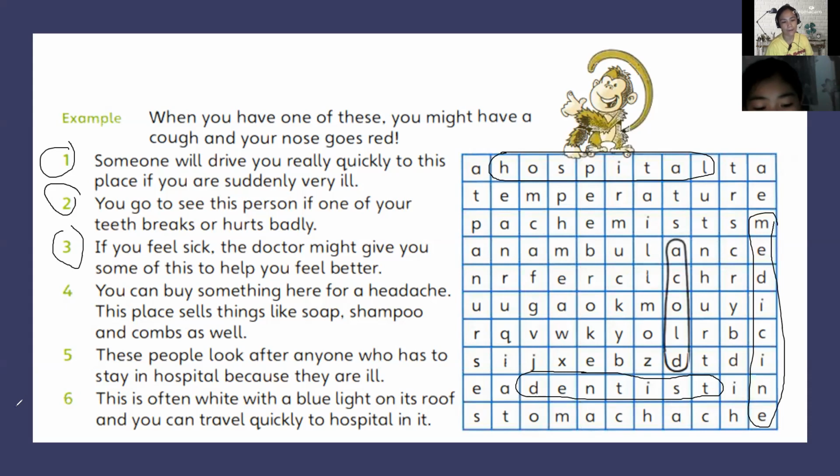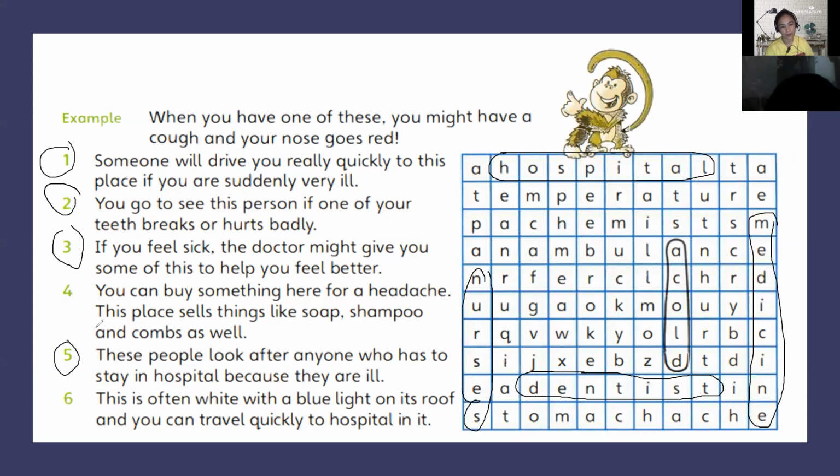Number five, baby. These people come to help anyone who has to stay in hospital because they are ill. Nurse. Okay, I can see it, baby. The nurse. The nurse is in the first level, lane, these nurses. Let's leave it.